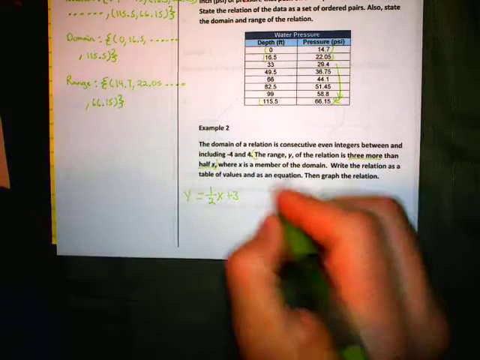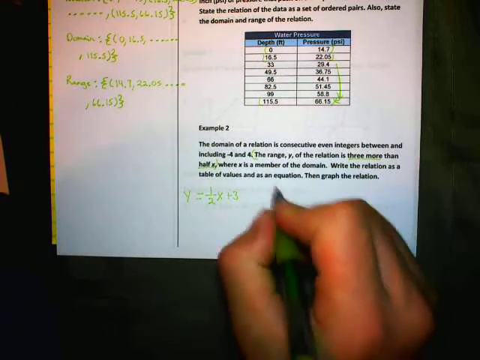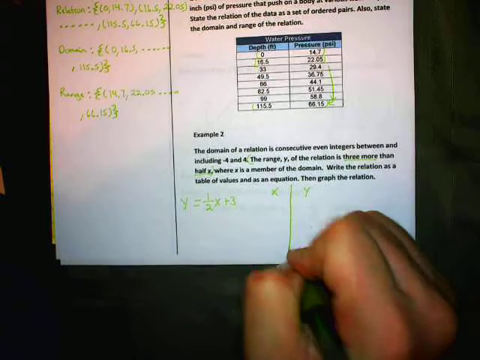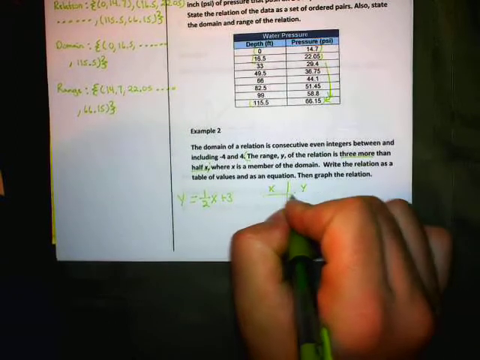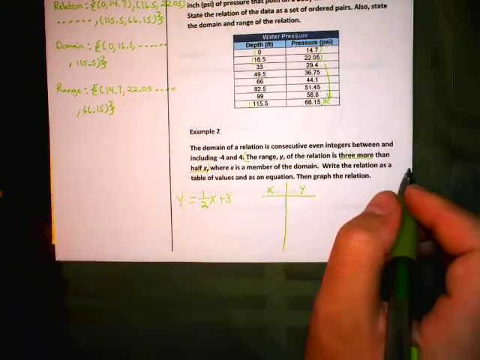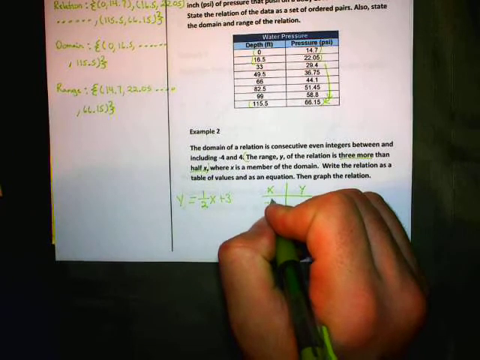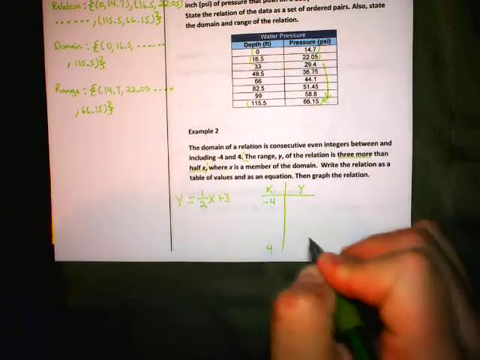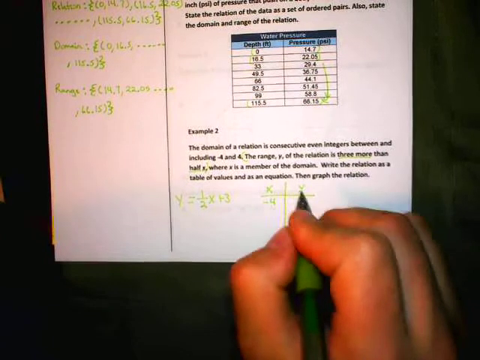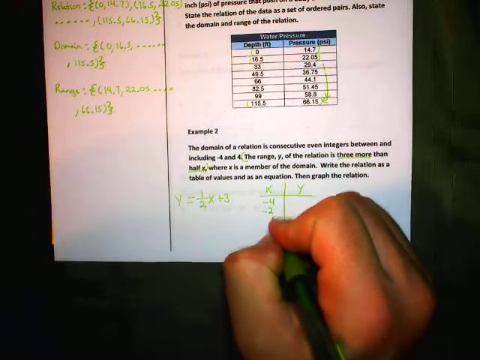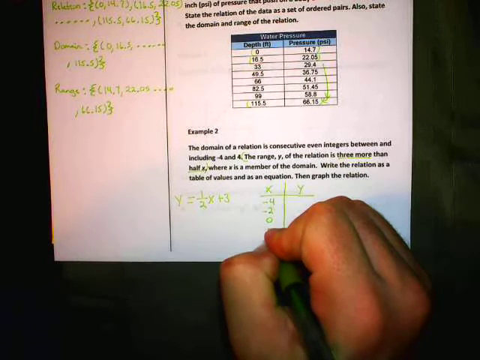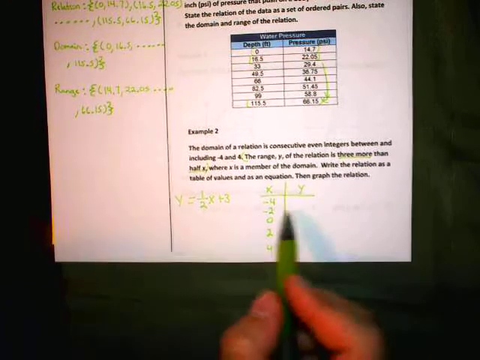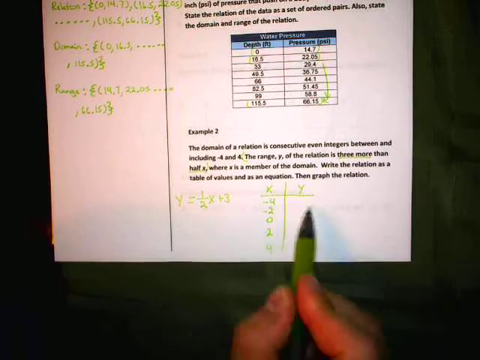So as far as my table goes, x points, y points, and it gave you a specific area that it wanted to be covered for x's and y's, and that was from -4 to +4 using consecutive even numbers. So the next even number is -2, then 0, then +2, followed by 4. So now we're just going to plug these numbers in to find out what our y is.